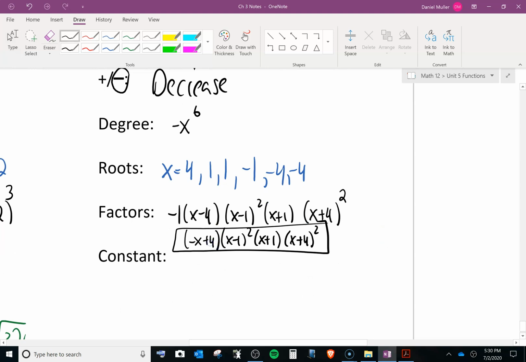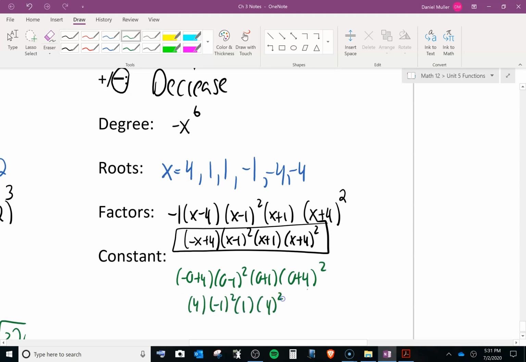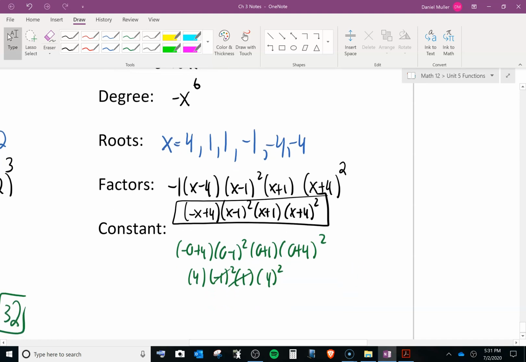By the way, you can also write this as 4 minus x if you needed to. And then make these 0. So negative 0 plus 4, 0 minus 1 squared, 0 plus 1, and 0 plus 4 squared. So that's a 4, negative 1 squared, a 1, and a 4 squared. So this is going to become a 1. That's gone and that's gone. So I got a 4 squared is 16 times 4.